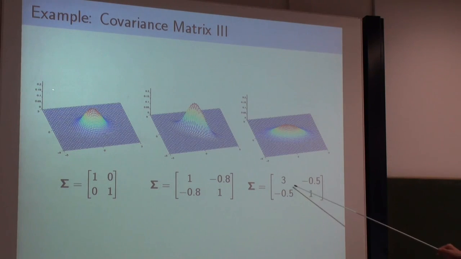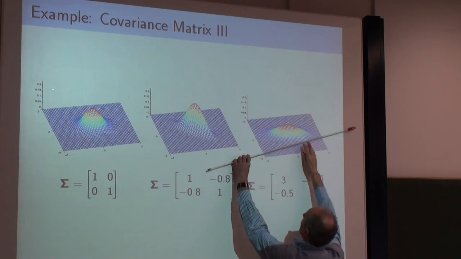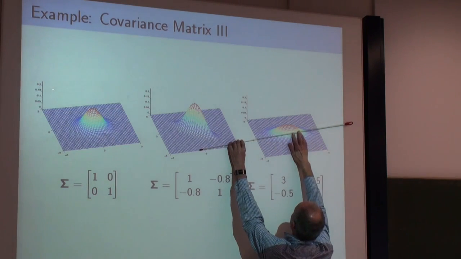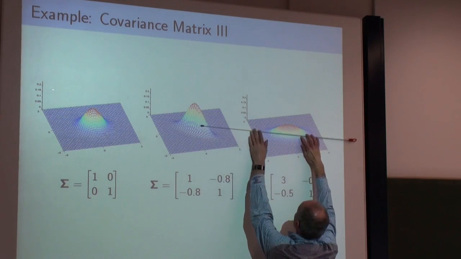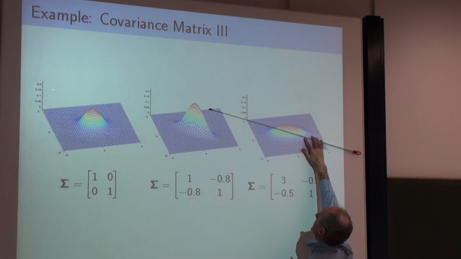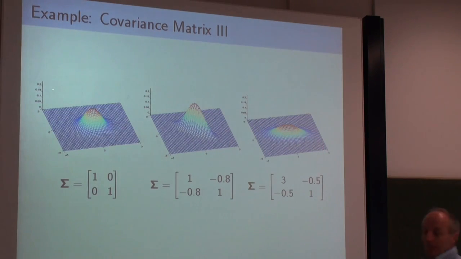And here we have such an example with 2 different variances. Now you see in x direction the variance is larger than in y direction, but we also have a negative correlation, and that's why it's no longer exactly in this direction. It's a little bit rotated in this direction, not shifted.